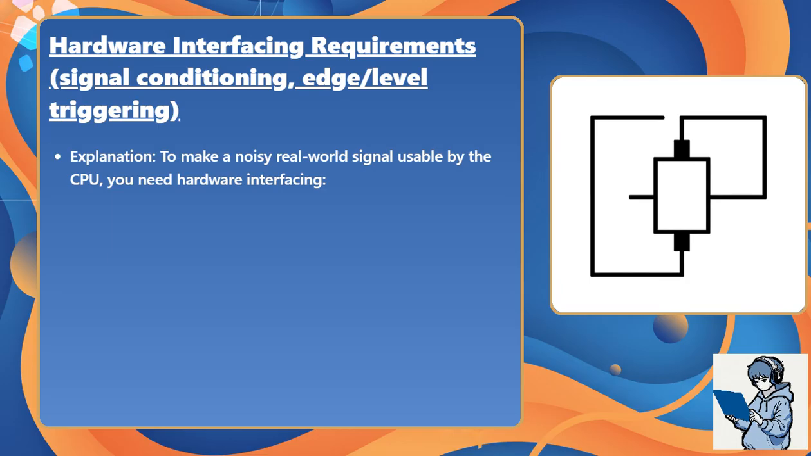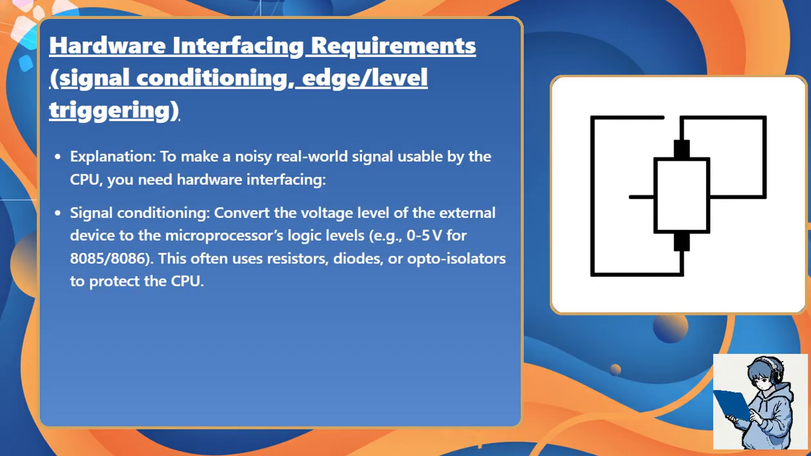Explanation: to make a noisy real-world signal usable by the CPU, you need hardware interfacing. Signal conditioning: convert the voltage level of the external device to the microprocessor's logic levels, for example 0 to 5 volts for 8085 or 8086. This often uses resistors, diodes, or opto-isolators to protect the CPU.